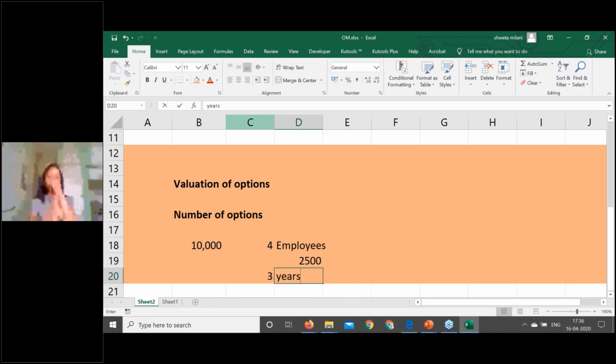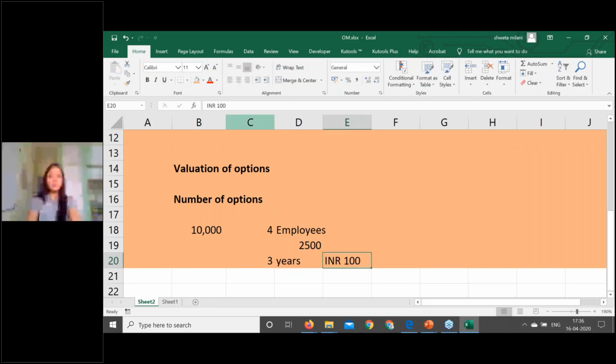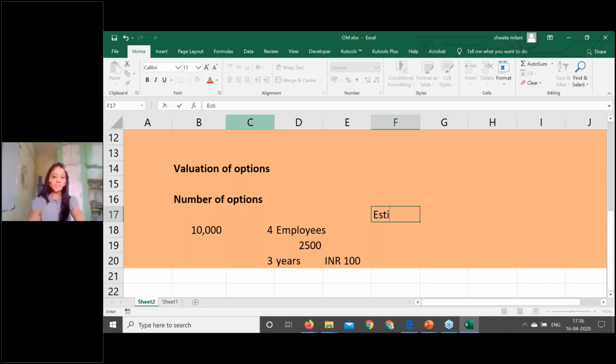This is the arrangement. Now what I estimate is how many of these 4 employees will really stay in the organization for a period of 3 years, because this is a vesting condition. If I know that one employee might not stay for 3 years, then I will never consider his options when I compute how many options, or how much cost, should be debited to the statement of profit and loss.